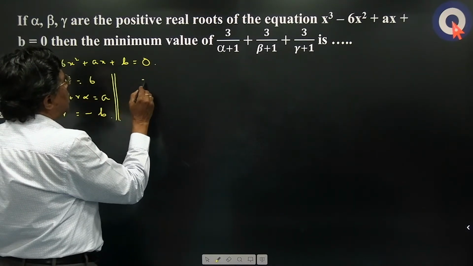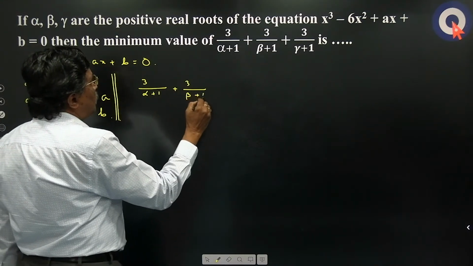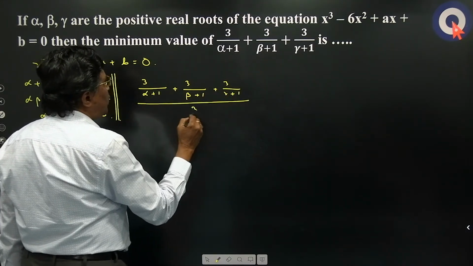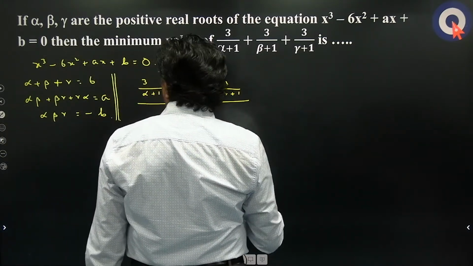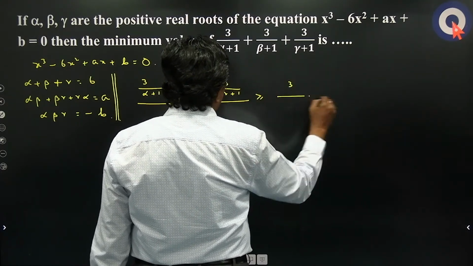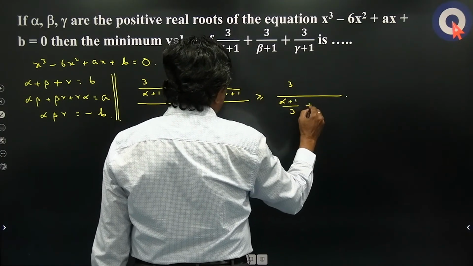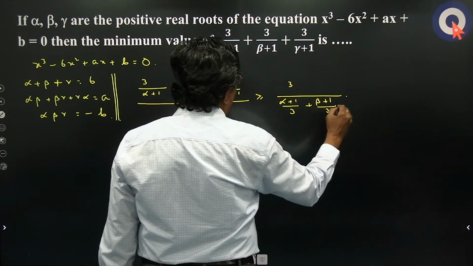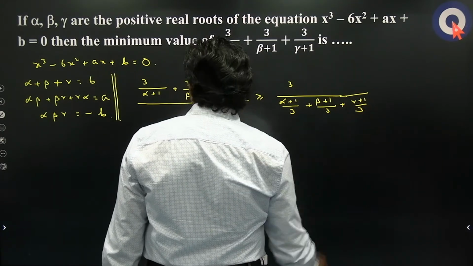Let me consider 3 by alpha plus 1 plus 3 by beta plus 1 plus 3 by gamma plus 1 be 3 positive quantities. Their arithmetic mean is this. No way to consider GM. It doesn't work out. Let us see HM. So 3 by 1 by this much. 1 by this much is alpha plus 1 by 3, 1 by this much is beta plus 1 by 3, and 1 by this much is gamma plus 1 by 3.